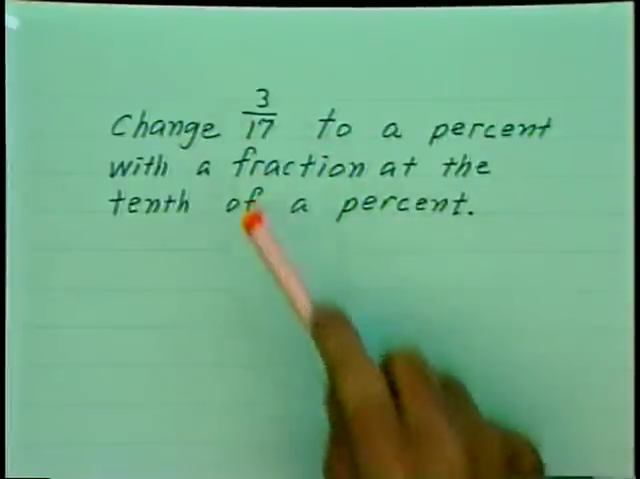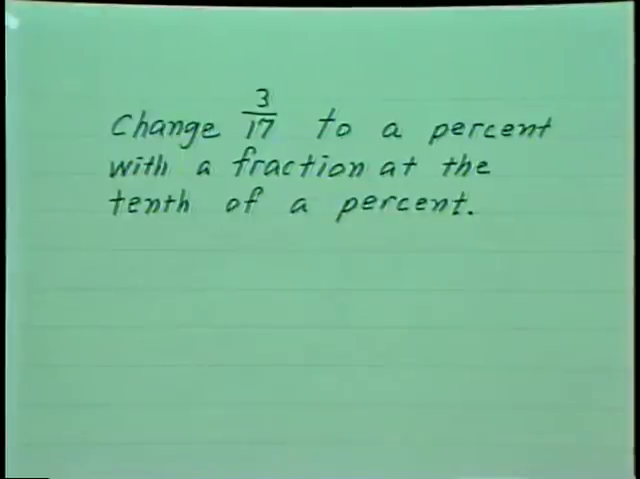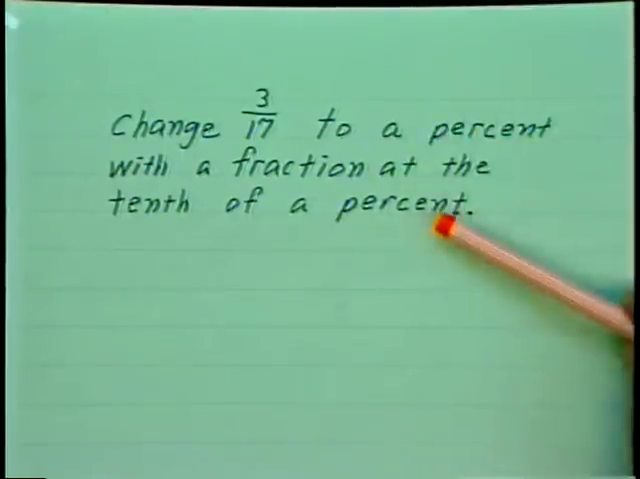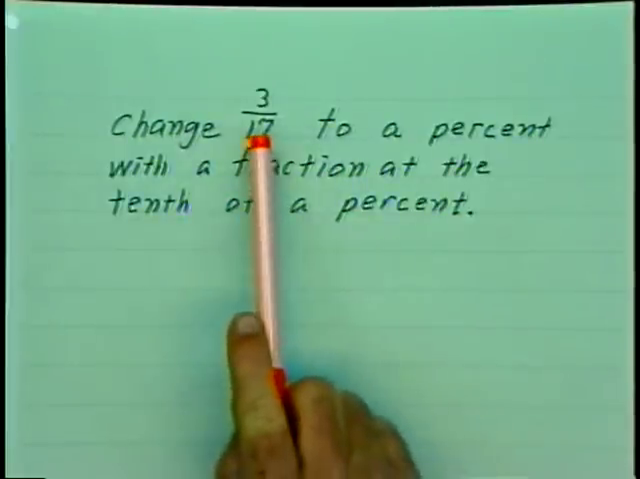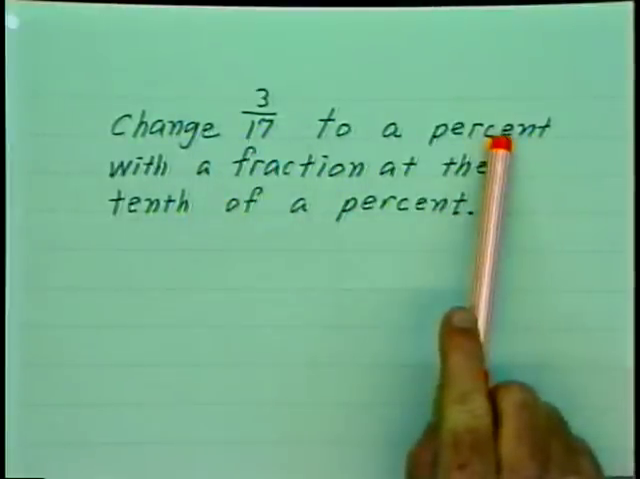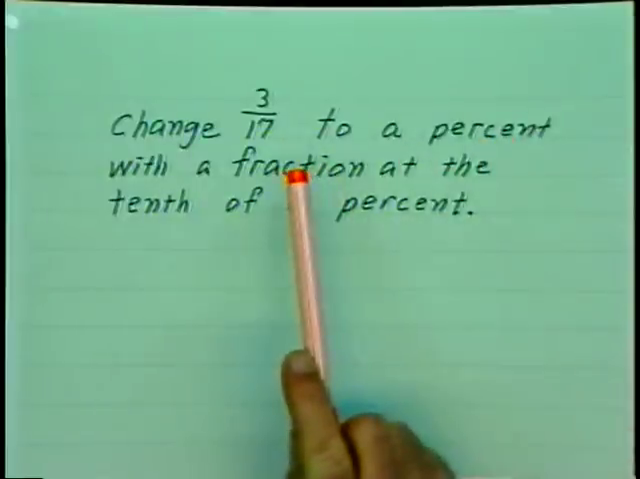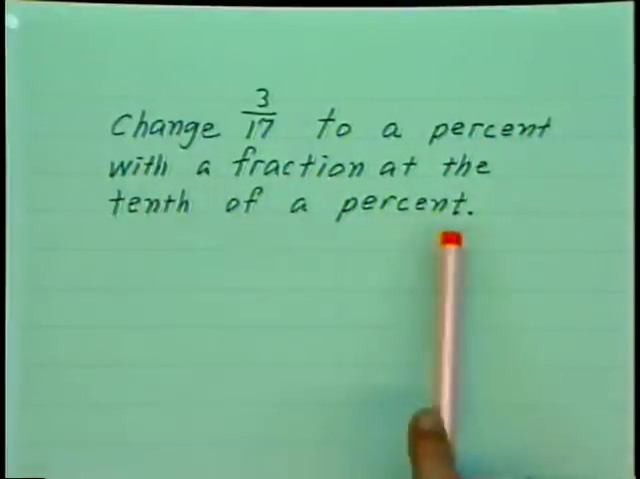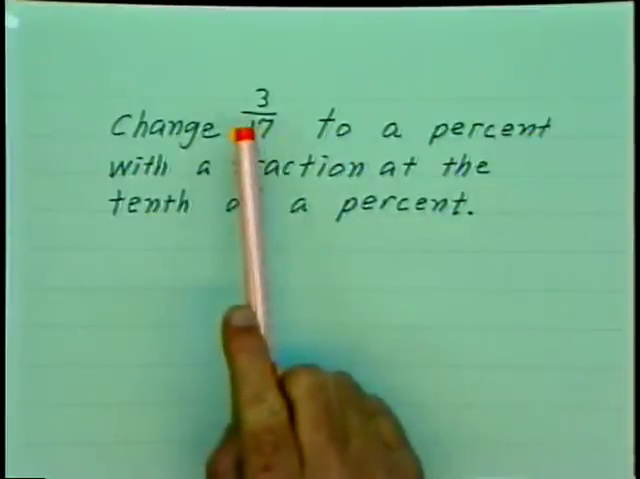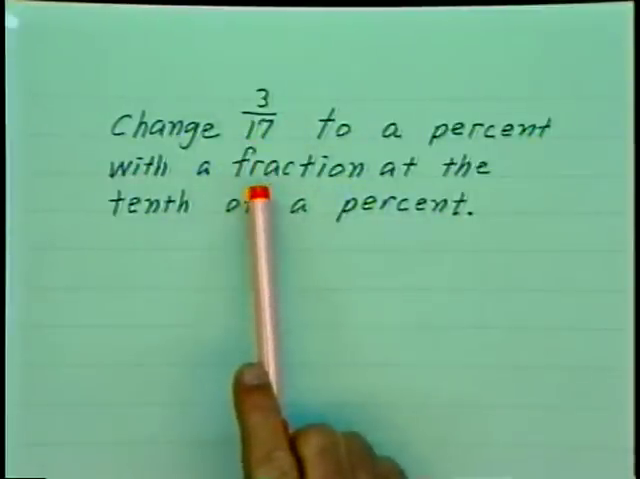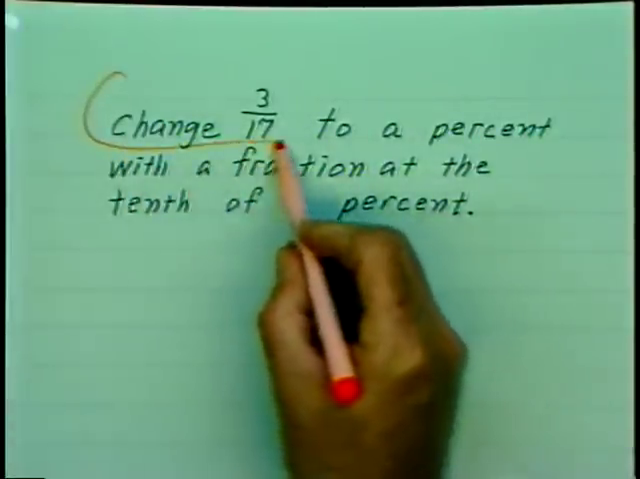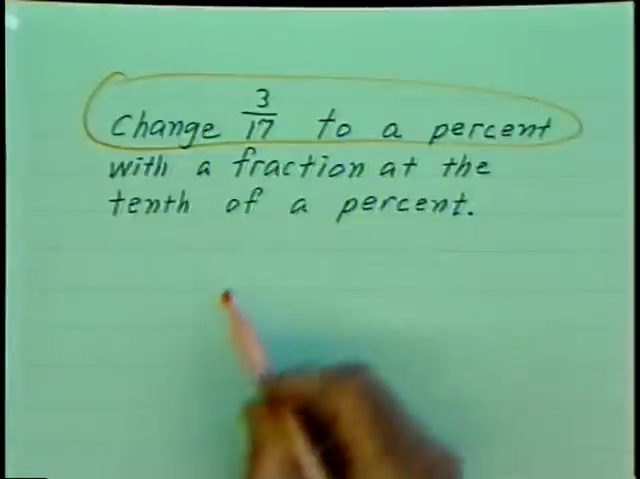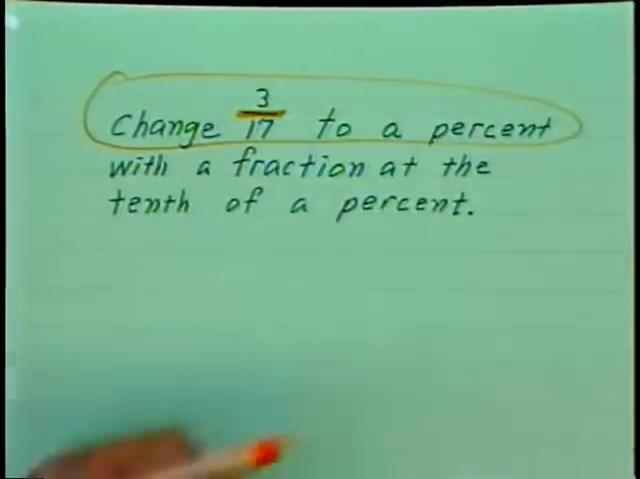Here's a very real problem I extracted from a business document. This actually was needed in a business transaction. We want to change the fraction 3/17 to a percent, but a percent that has a fraction at the 10th of a percent. This is involving everything, the decimal, percent, and fraction. So we start off first concentrating on the fact that I wish to change it to a percent, which means I'm going to perform this division.